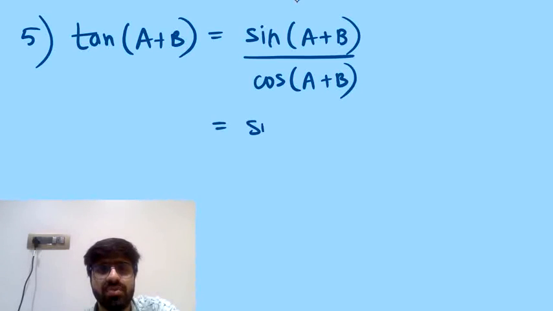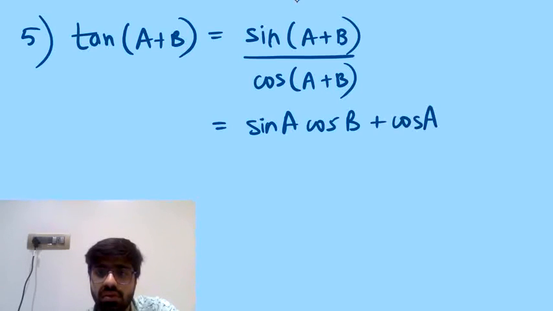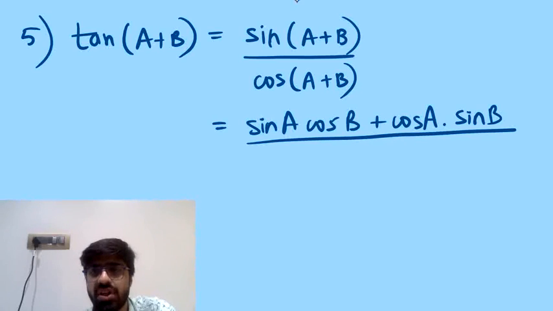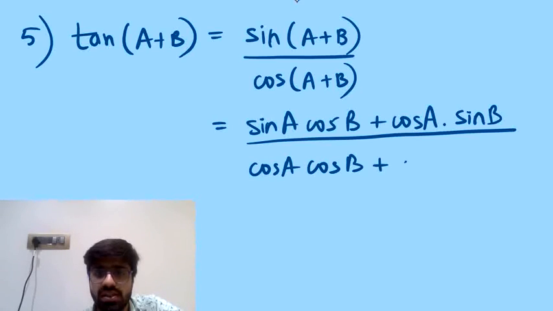What is sine of a plus b? We just learned: sine a cos b plus cos a sin b. In the denominator, it's cos of a plus b. Cos of a plus b can be written as cos a cos b minus sine a sine b.